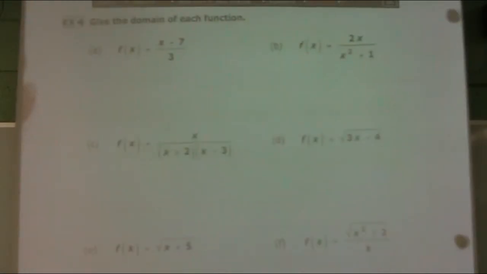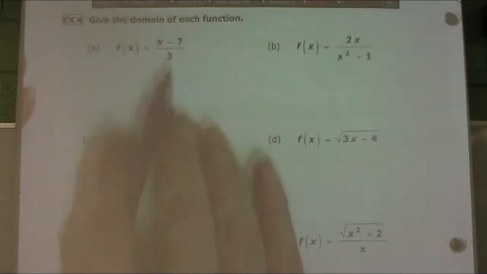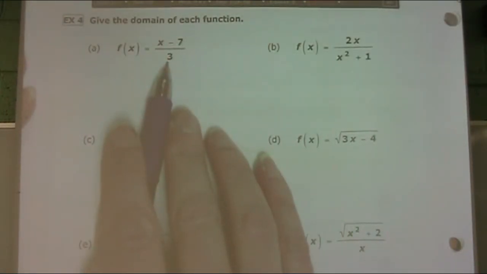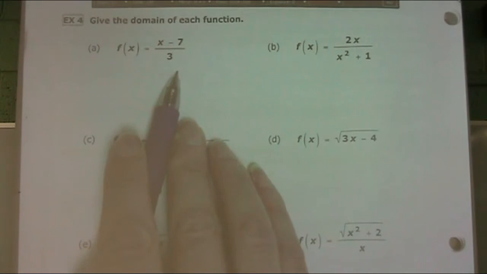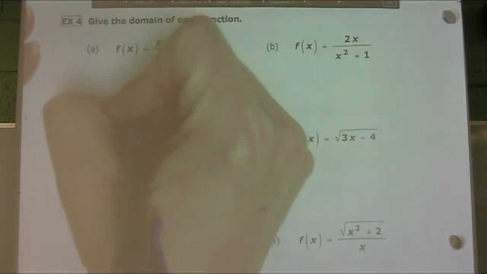In example A, when we're finding the domain of the function, we have a fraction, but the denominator does not have x anywhere in the denominator. The denominator, therefore, can never be 0. It is 3 all the time. So our domain is all real numbers.